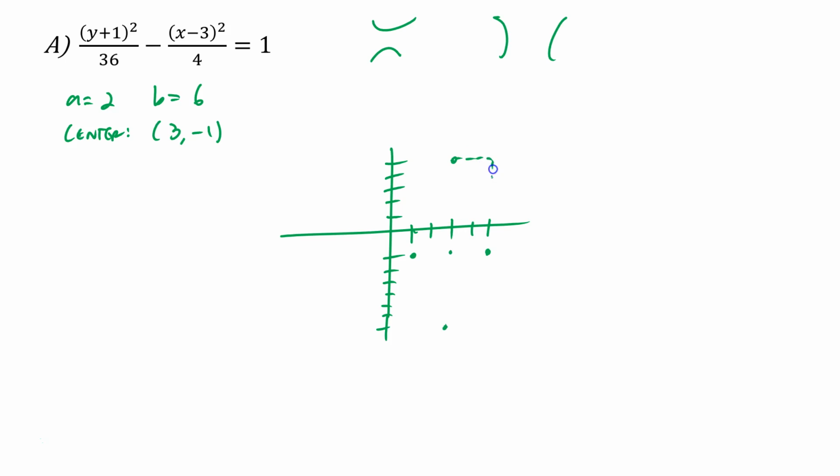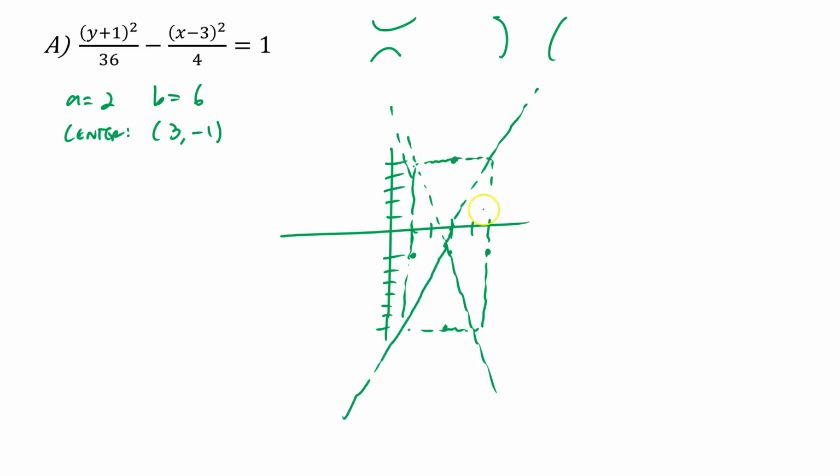So now we can create our box. You just go left and right A and up and down B, and we get those from the values underneath the y and the x. And I'm going to draw in my asymptotes. The asymptote is going to go through the corner of the box and through the center. And here are my asymptotes.